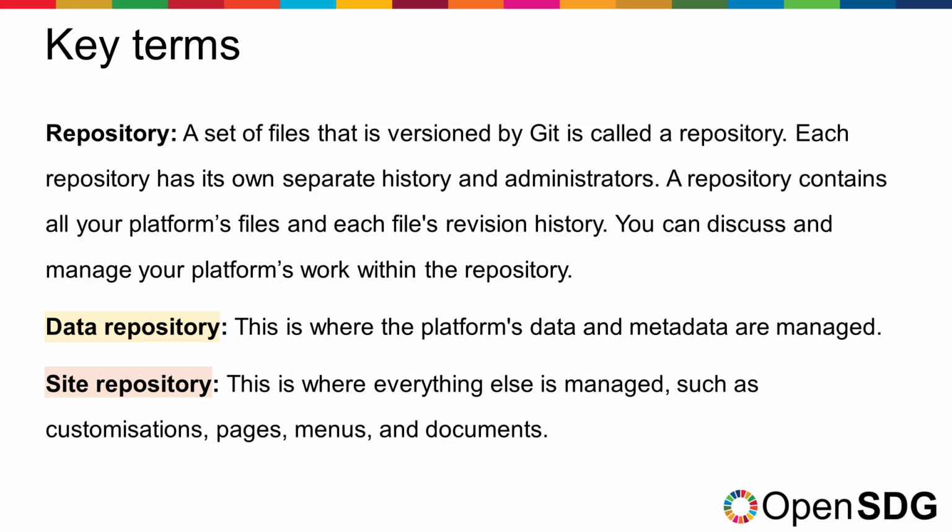A repository simply is a set of files and folders on GitHub. The data repository is where you're going to be uploading and managing your data and metadata, and your site repository is where most other things are going to be managed, such as your customizations, pages, menus, etc.